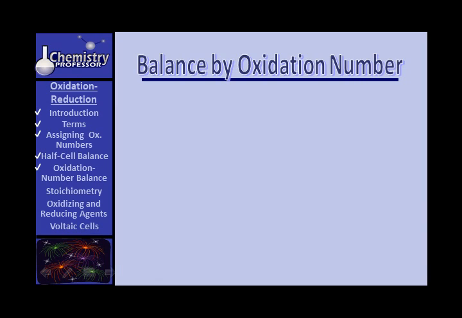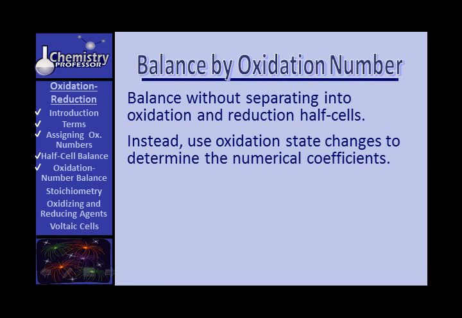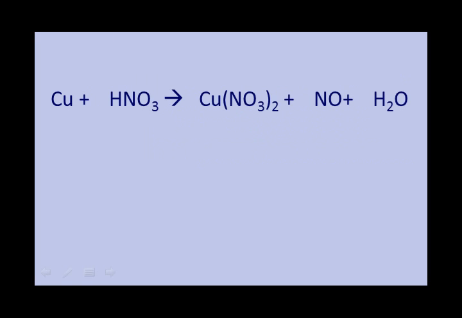Balancing by oxidation number. Now in this case, the equation is balanced without dividing it up into oxidation and reduction half cells. Instead, what we do is use the oxidation state changes to determine whatever the numerical coefficients are going to be. Well, let's look at one. Here we have copper and nitric acid giving cupric nitrate, nitric oxide, and water.